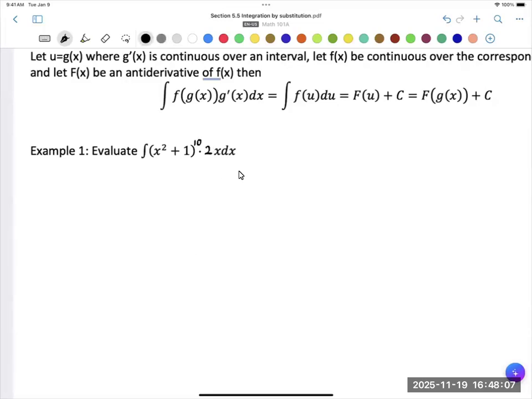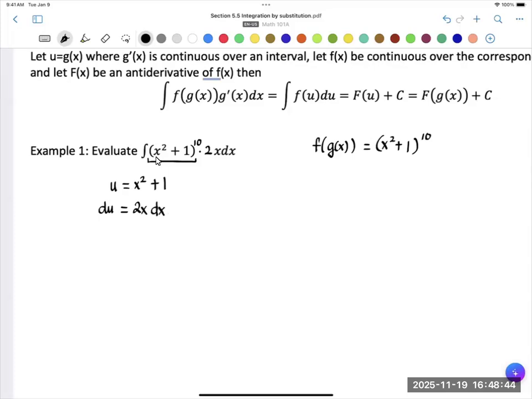Now let's use u substitution. Our f of g of x is x squared plus 1 to the power 10. The inside function, the g of x, the input of that function, is x squared plus 1. So we let u equal x squared plus 1. Then our du will be the derivative, taken normally: 2x dx.